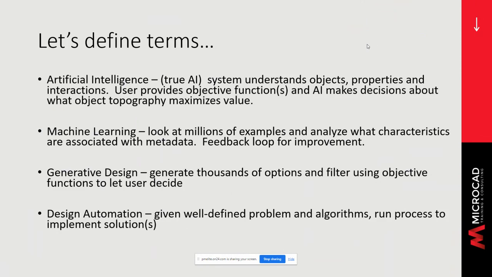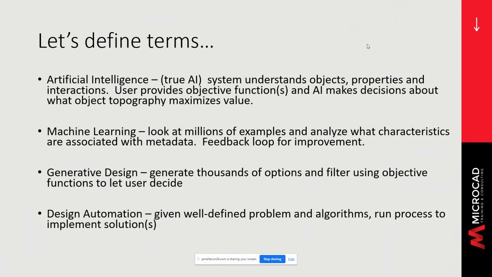Generative design is where the computer generates thousands of options, provides some filtering based on objective functions that the user provides, and then presents the most likely solutions for the user to choose. There are limited generative design systems in place today, including in Revit, Inventor, and Fusion.